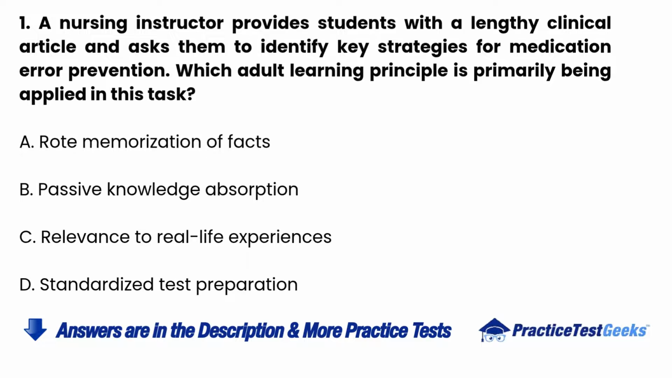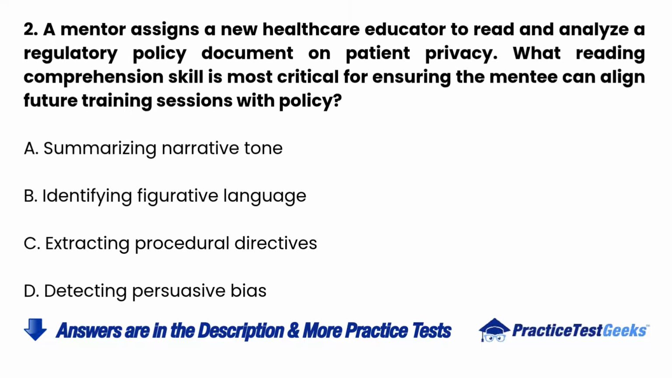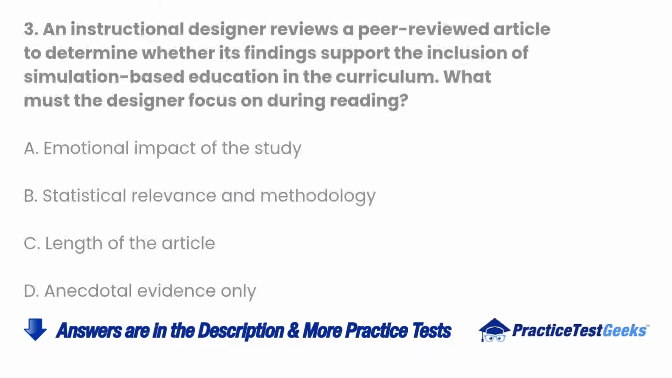D. Standardized test preparation. 2. A mentor assigns a new healthcare educator to read and analyze a regulatory policy document on patient privacy. What reading comprehension skill is most critical for ensuring the mentee can align future training sessions with policy? A. Summarizing narrative tone. B. Identifying figurative language. C. Extracting procedural directives. D. Detecting persuasive bias.